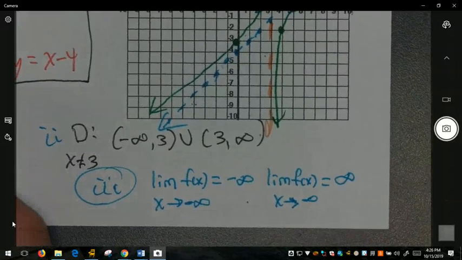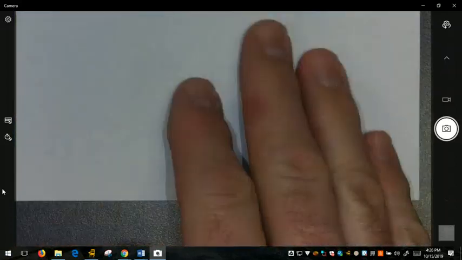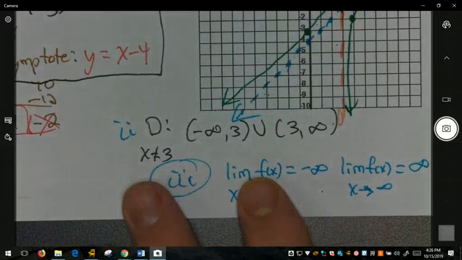This concludes the notes for 2.5, graphing rational functions.